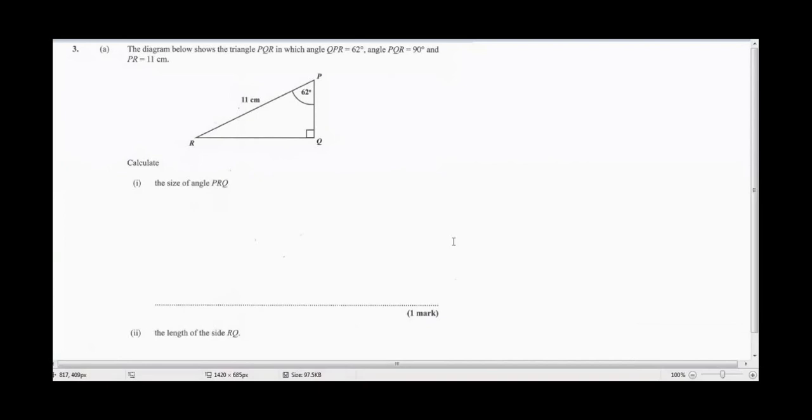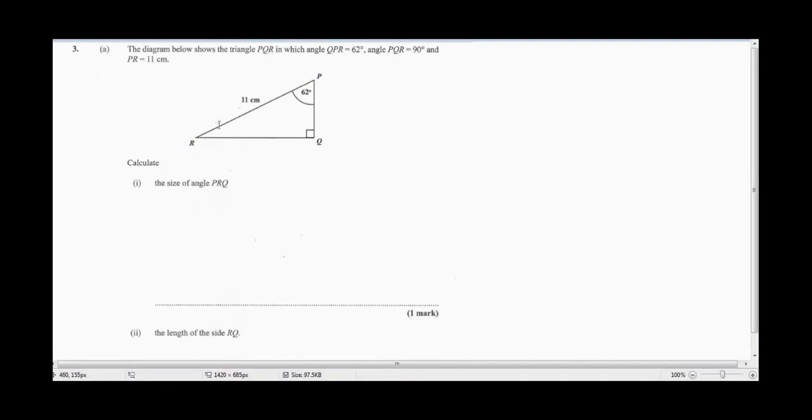Today, we're going to look at June 2021 CSEC Math Past Paper, Paper 2, Question 3A. The diagram below shows the triangle PQR in which angle QRP equal 62 degrees, angle PQR equal 90 degrees, and PR equal 11 centimeters.